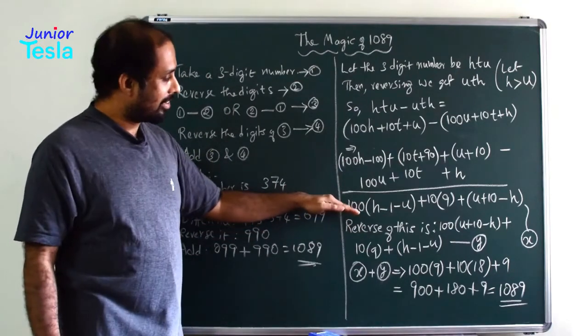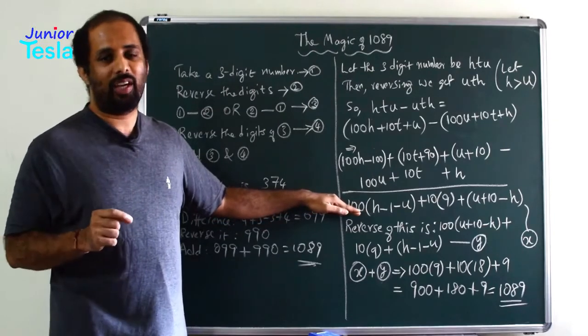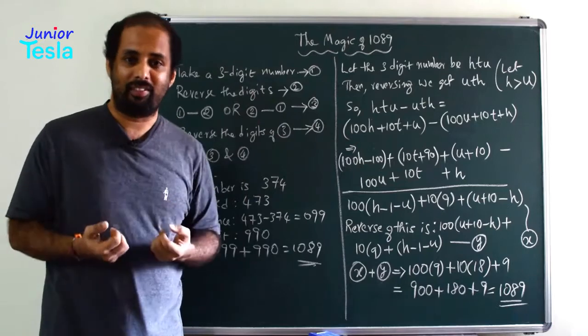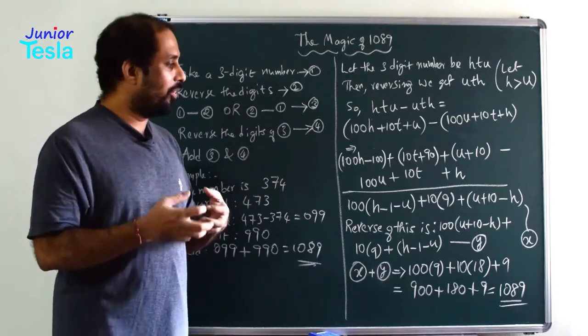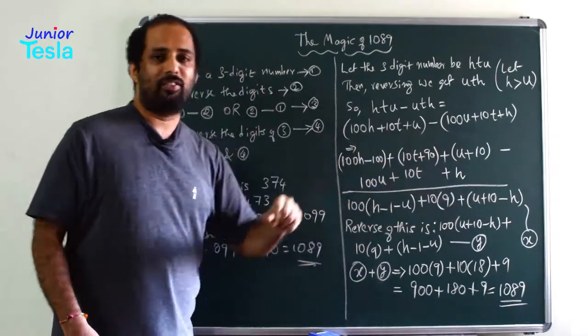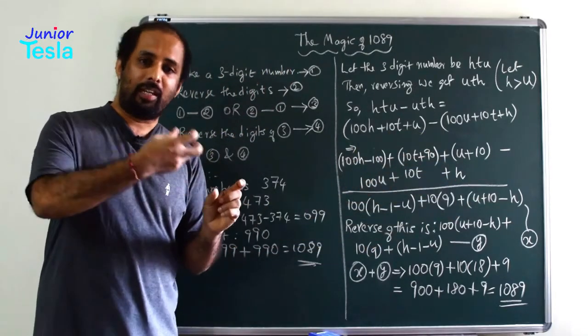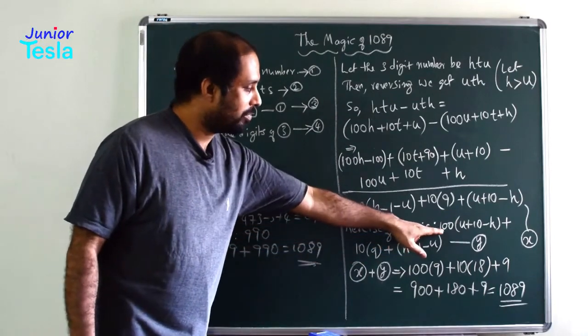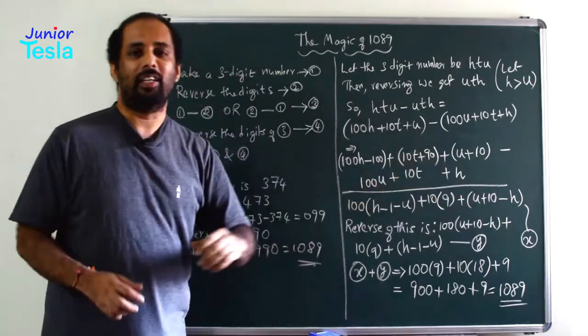Now I will take this difference as x. Now what we have to do, again we have to reverse the digits of this difference. Now when you reverse the digits of this difference, what happens? U plus 10 minus h, that is in the units place, it comes to the 100 place. So that is why it is multiplied with 100. So 100 times u plus 10 minus h.